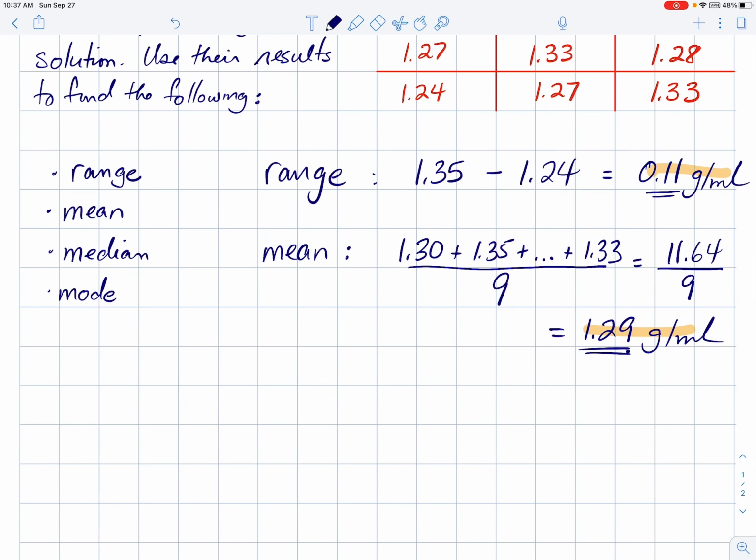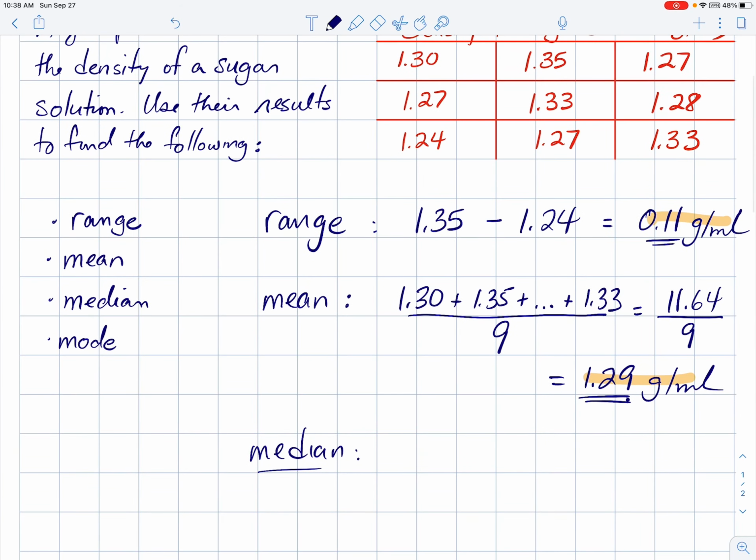All right, so there's the range, there's the mean. Now let's calculate the median. The median is another way of expressing an average. So this time what we need to do is we need to look up at the 9 values, and we need to pick the middle value. That's what the median is. It's the middle value. So now before you can find the median, you need to start by putting these 9 numbers in order from smallest to largest, or largest to smallest. I'll go from smallest to largest.